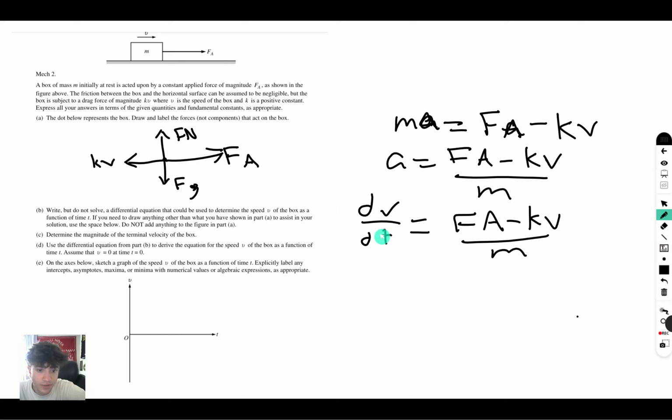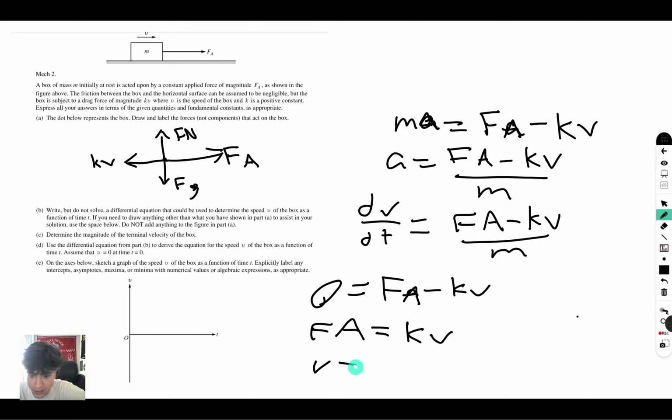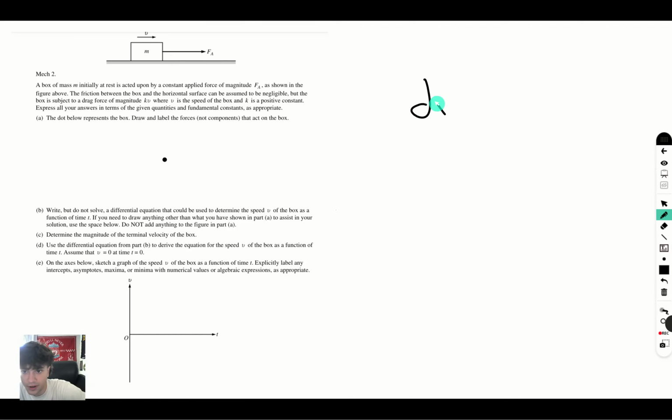Determine the magnitude of the terminal velocity of the box. We know that when we're at terminal velocity, the box is no longer accelerating, so our ma is going to be equal to 0. So Fa minus kv is going to be equal to 0, meaning that Fa and kv are equal to each other, and the velocity at that point will therefore be Fa over k. So that is your terminal velocity. I'm going to rewrite our differential equation.